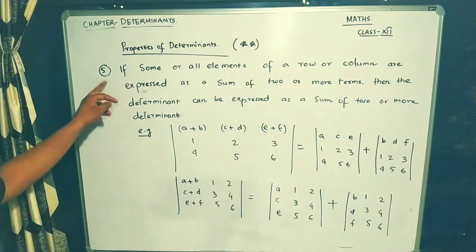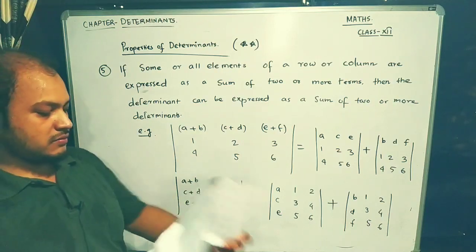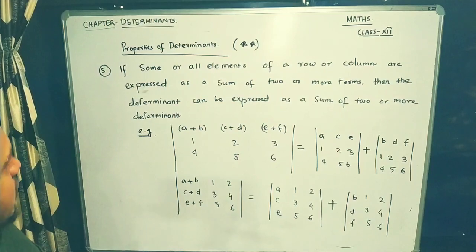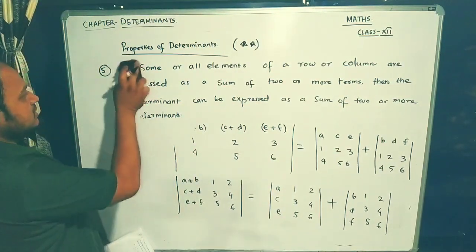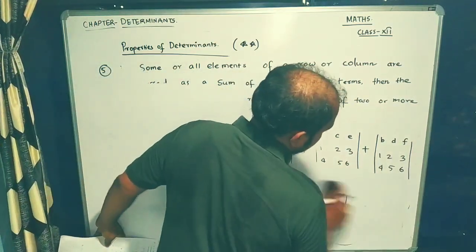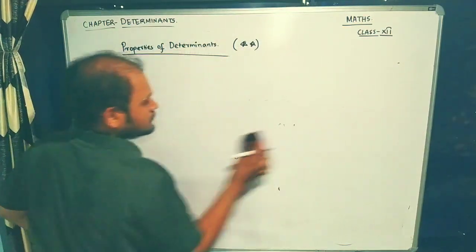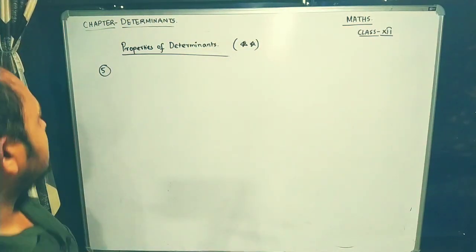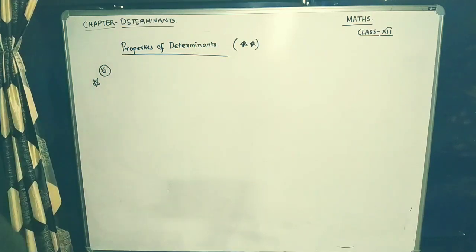Okay, and this is property number 5. Let's move to the last property of determinants, and this is also quite important. Okay, so let me rub it out. We move to the last property for determinants, and this is the most important property. You have to keep this in mind. This is property number 6, and it is very important.